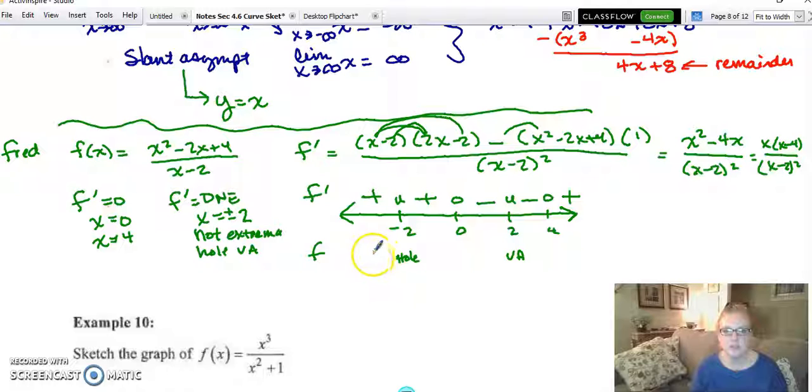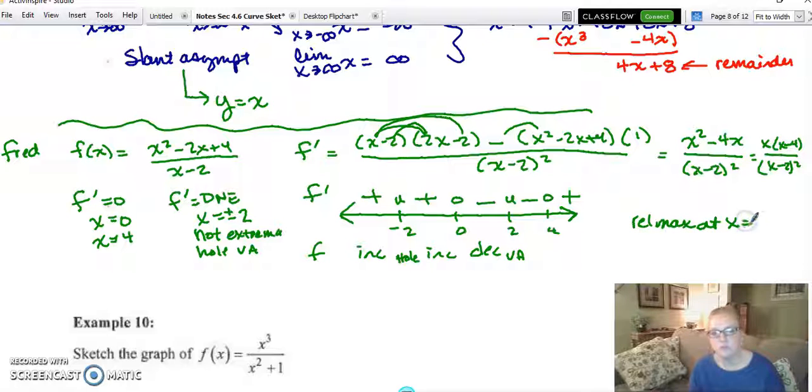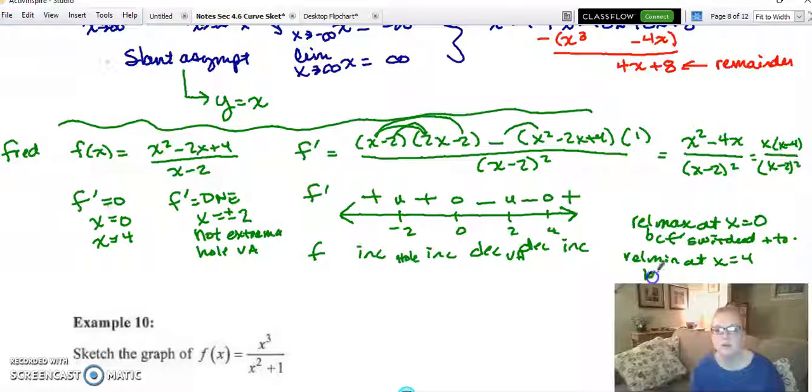So in taking a look at this, we know that we're going to be increasing, hit the hole, keep increasing, and then you're going to be decreasing. So we have a relative max at x equal to 0 because f prime switched plus to minus, and then we're going to be decreasing after the vertical asymptote, and then we're going to be increasing, so there's a relative min at x equal to 4 because f prime switched minus to plus.